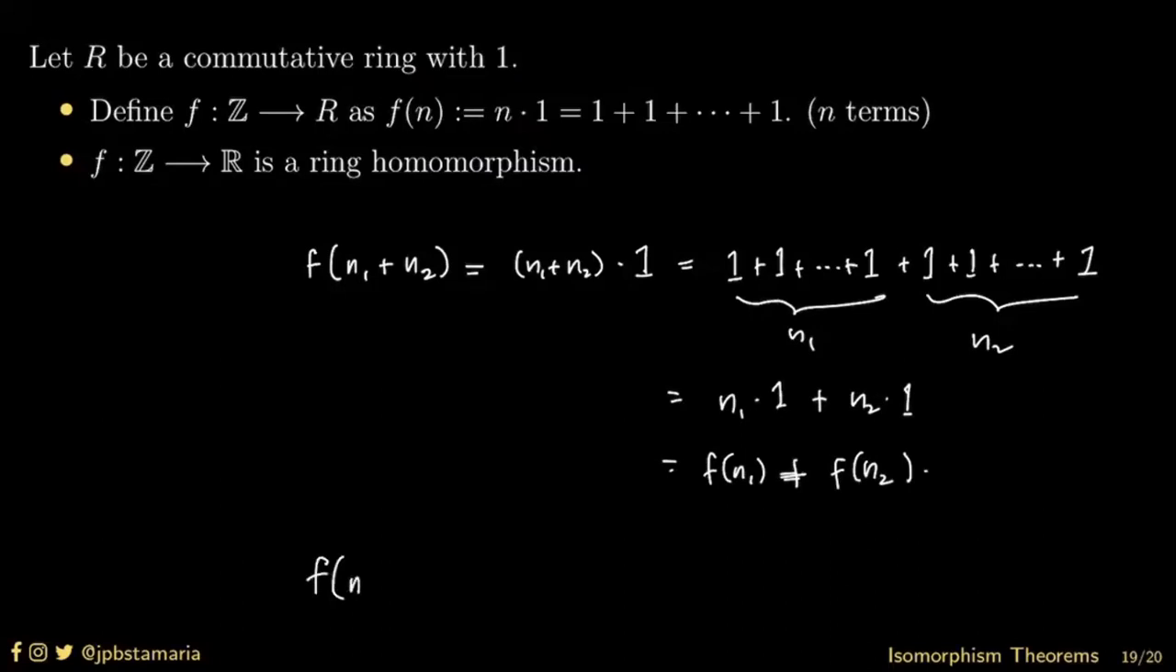Correct? It is also multiplication preserving, although this is harder to prove. Kasi when you check f of n1 n2, this is n1 times n2 times 1. No? So parang 1 ito na uulitin mo ng ilang beses? n1 and n2 times. Okay?